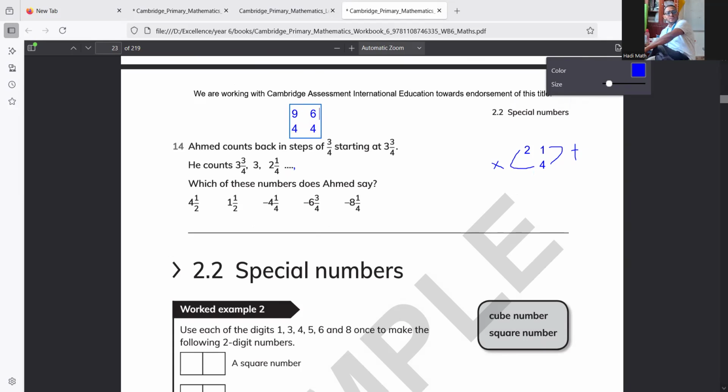Then subtract again 3 over 4. It is going to be what? 6 minus 3 is going to be 3 over 4. Subtract from it again 3 over 4. 3 over 4 minus 3 over 4 is 0. Then 0 minus 3 over 4 is going to be negative 3 over 4. Don't forget this one. Then minus 3 over 4 is going to be negative 6 over 4.